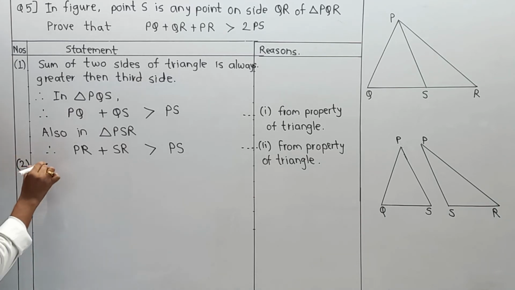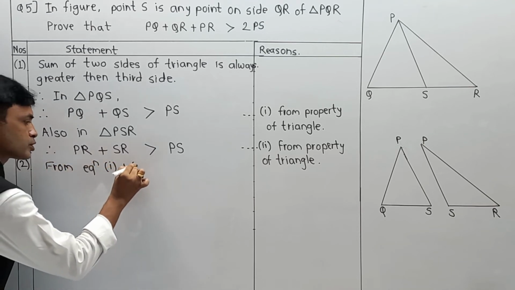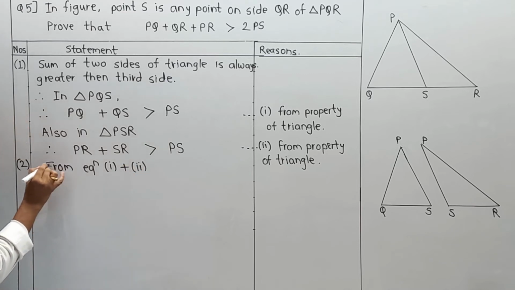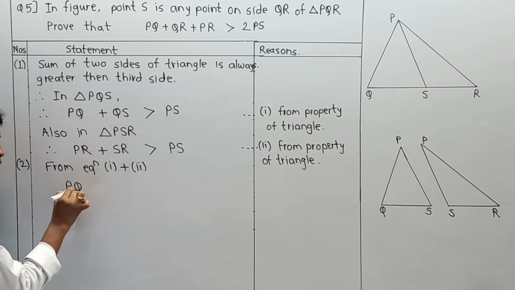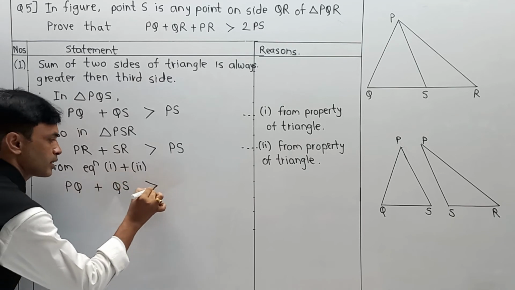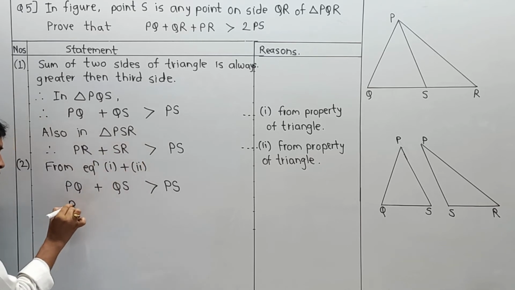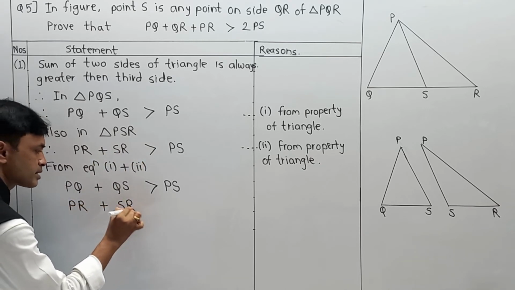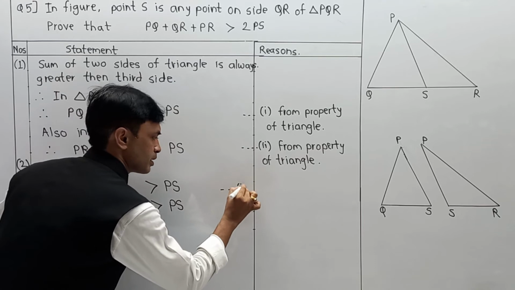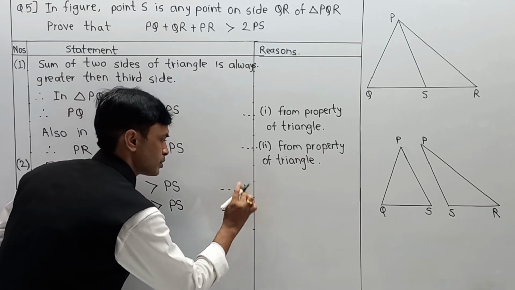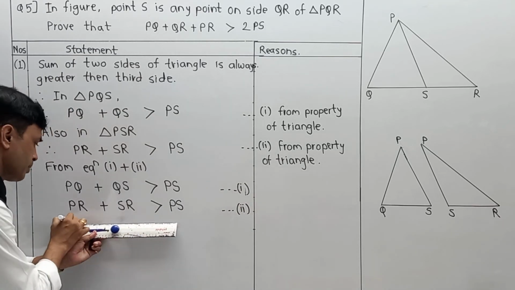So from equation 1 plus 2, here I am going to write it properly in vertical manner so everyone can understand. PQ plus QS is greater than PS, and second, PR plus SR is greater than PS, that is nothing but equation 1 and equation 2. So doing their mathematical addition over here, writing it systematically.